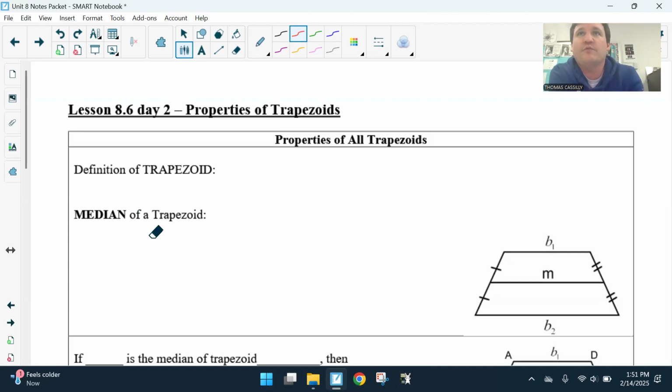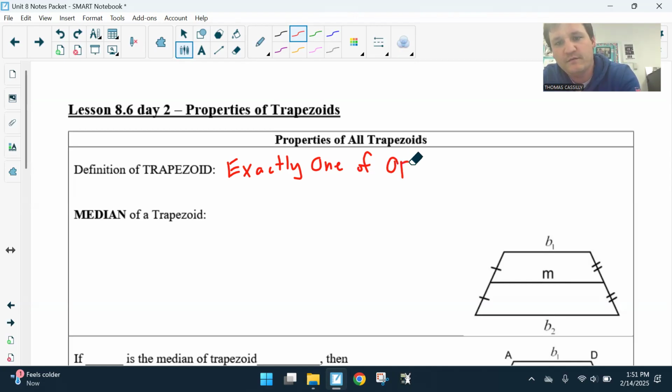If you guys remember from our measuring activity that we had, the definition of a trapezoid is exactly one pair of, we're going to say, opposite sides. I'm going to abbreviate here. Opposite sides are parallel.